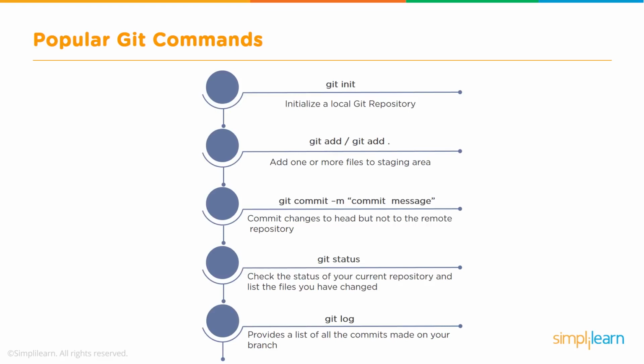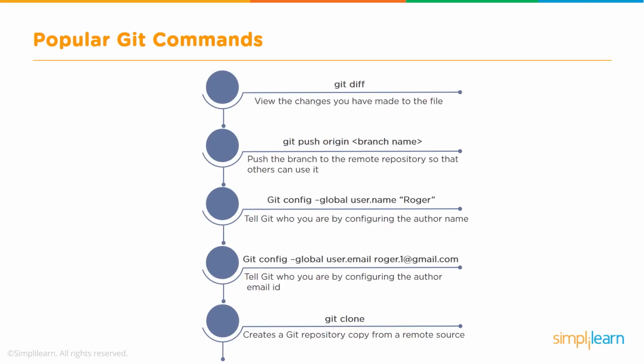git status checks the status of your current repository and lists the files you have changed. git log provides a list of all the commits made on your current branch. git diff views the changes that you've made to the file. So you can actually have files next to each other and you can see the differences between the two files. git push origin <branch name>, so the name of your branch, will push the branch to the remote repository so that others can use it.